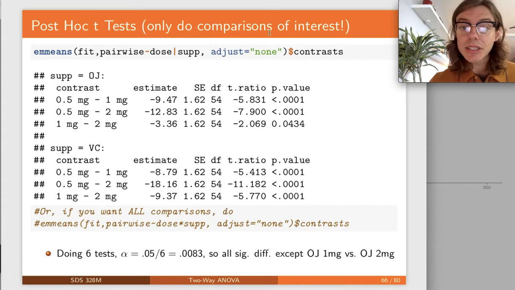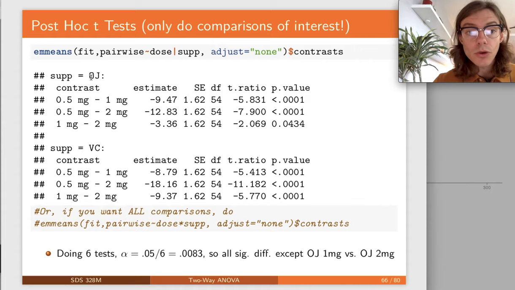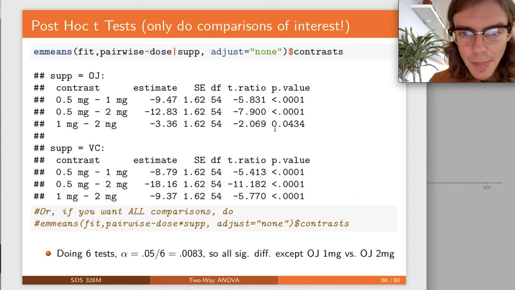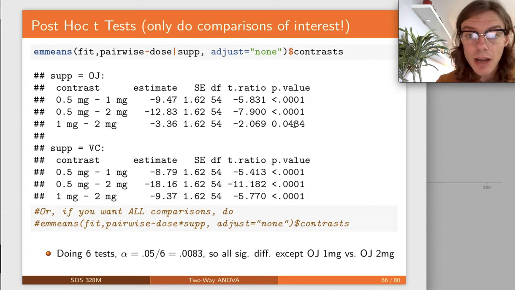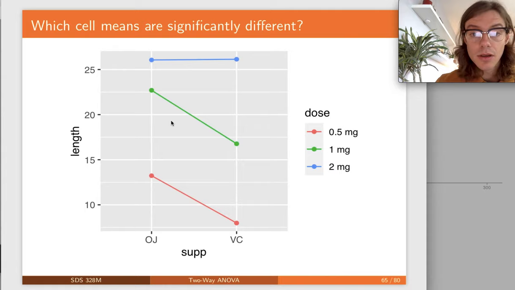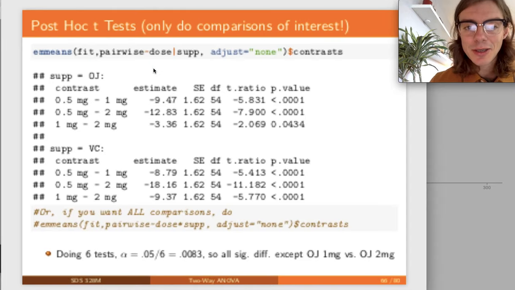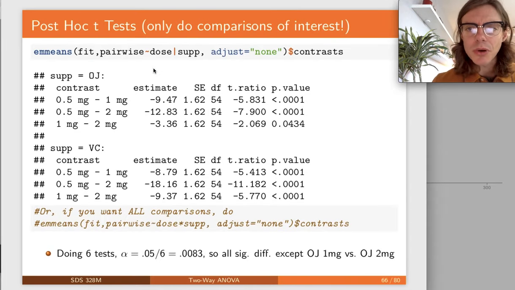So everything is still significant except for orange juice, the difference between middle and high. That's less than 0.05, but it's not less than our adjusted significance level of 0.0083, right? So that's saying for orange juice 1 and 2 milligrams, those aren't significantly different. That's all that's telling you. Cool. So you can do a bunch of post hoc tests, right, if you want. You might consider that on your project, but you won't have to worry about it otherwise.